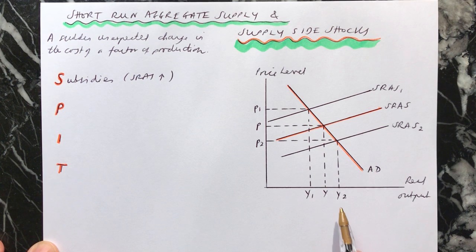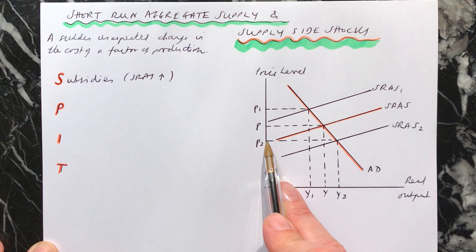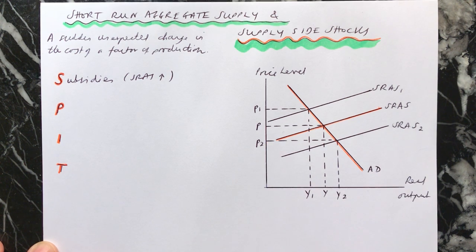And this will mean that your equilibrium is at Y2. You're capable of producing more, and your real output increases from Y to Y2. We can also see that there's a fall in the average price level, or deflation happening here.